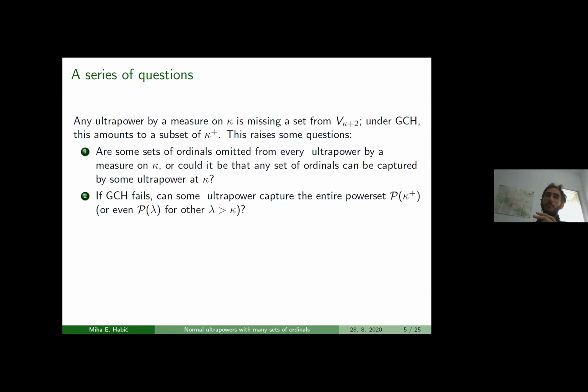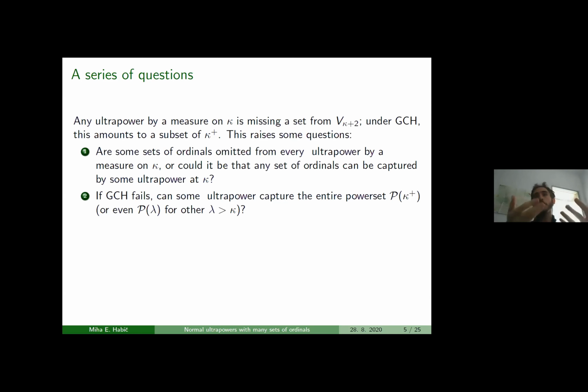So now we get into two main questions, right? So first of all, for any ultra power, we found a set that is omitted from that ultra power, right? So can we make this a little bit more uniform? So is it the case that some sets of ordinals are omitted from every ultra power by a measure on kappa? Or possibly, could it be that any set of ordinals can be captured by some ultra power at kappa? So for each set of ordinals, I might have a different ultra power, but each one of them can be found in a model like this, all right?